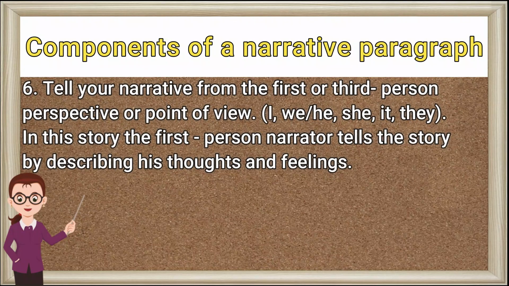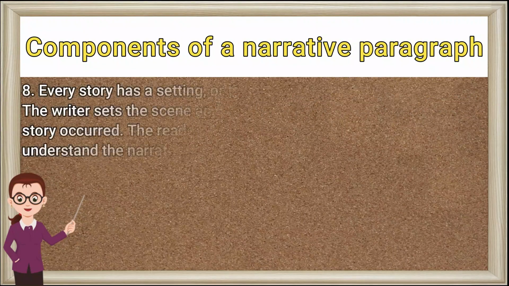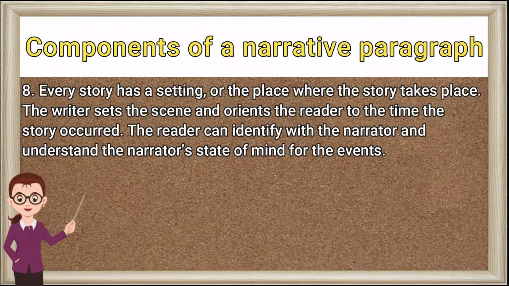6. Tell your narrative from the first or third person perspective or point of view. I, we, he, she, it, they. In this story, the first person narrator tells the story by describing his thoughts and feelings. 7. Use a consistent tense, either past or present. Don't switch. 8. Every story has a setting, or the place where the story takes place. The writer sets the scene and orients the reader to the time the story occurred. The reader can identify with the narrator and understand the narrator's state of mind for the events.